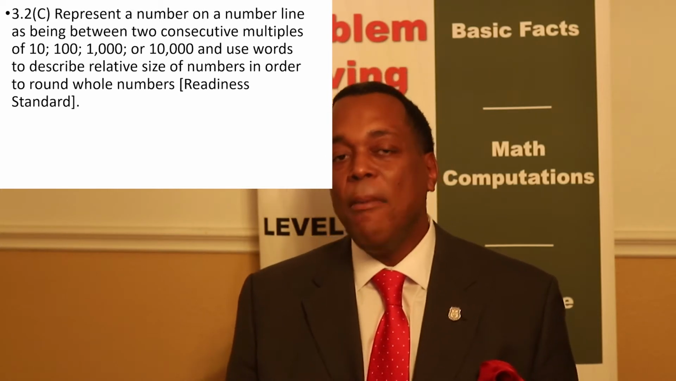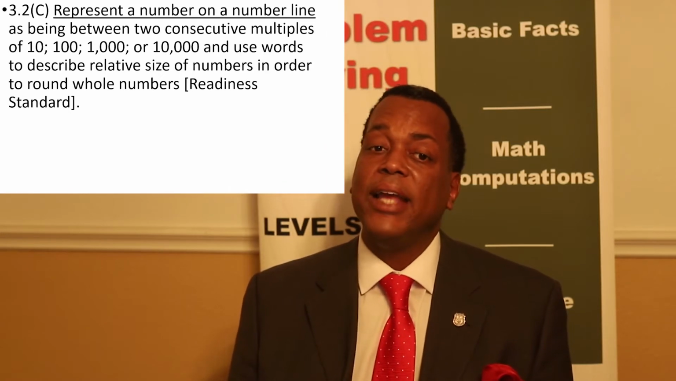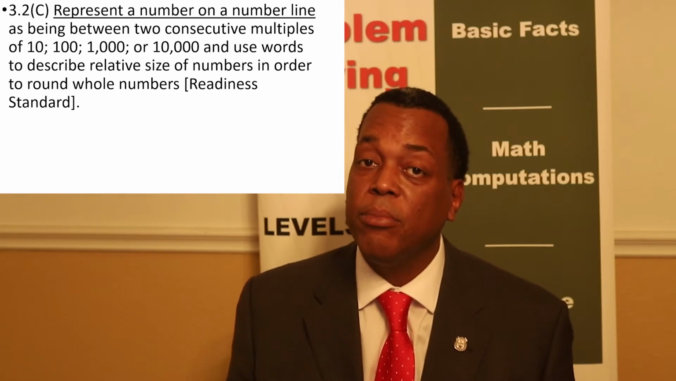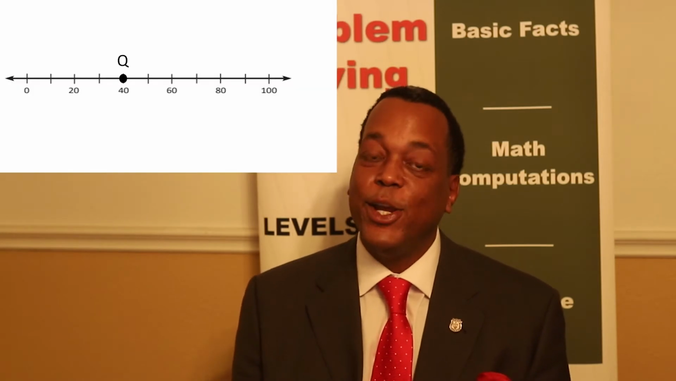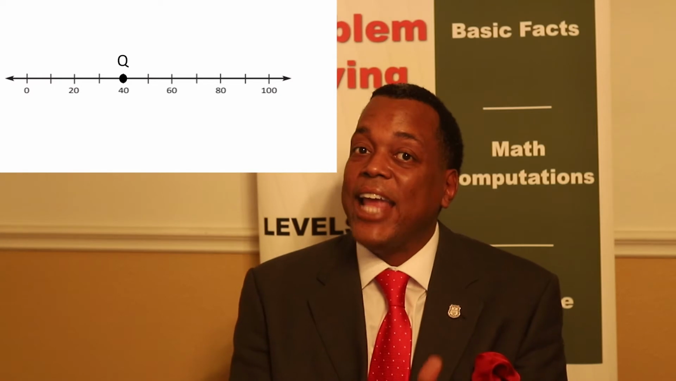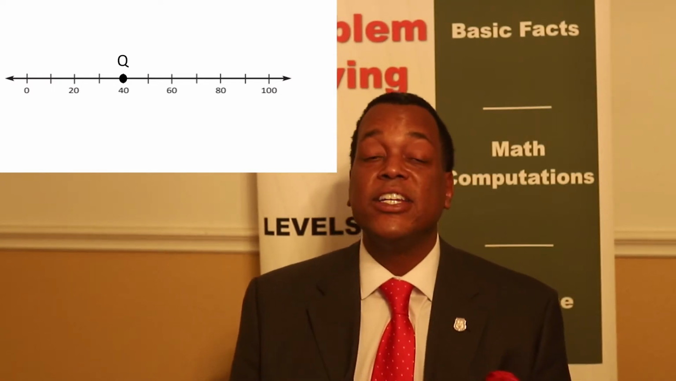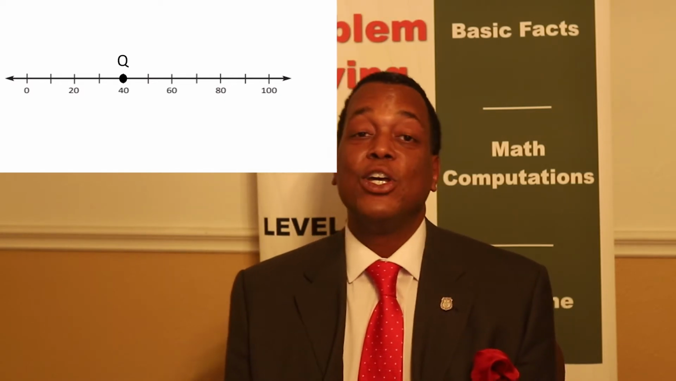Now, I'm going to break down the first part of that standard that you can see underlined, and it is stating to represent a number on a number line. I'm going to show you in the next slide what that looks like. As you see here, we have a number line. It has consecutive numbers, and it has consecutive multiples of 10. And there is a point represented on the number line by point Q.